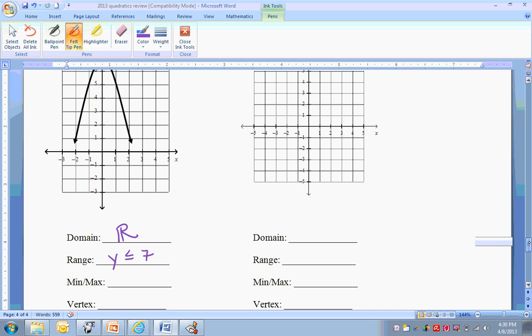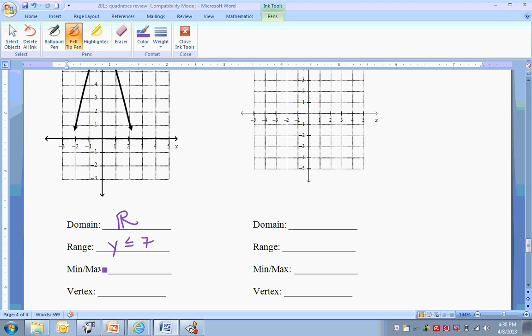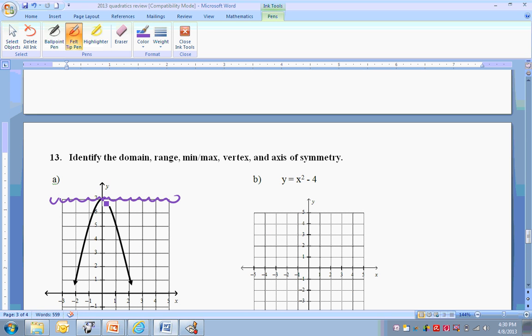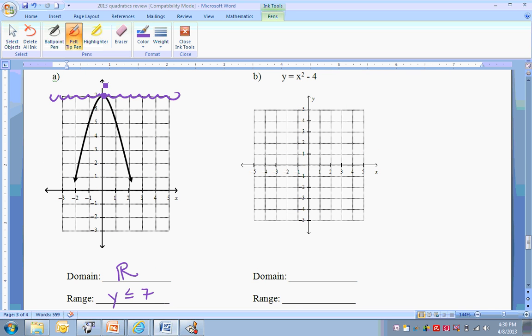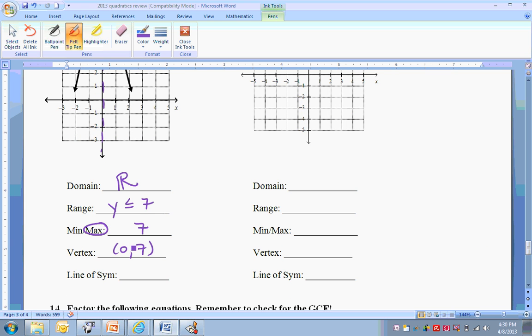Now our min or max, well, since this opens down, it has a maximum, and our maximum is at 7. Our vertex is the highest point, the ordered pair, and that's at (0, 7). And our line of symmetry is the vertical line that divides the parabola into 2. And it's also always the x value of our vertex, so the line of symmetry is x equals 0.